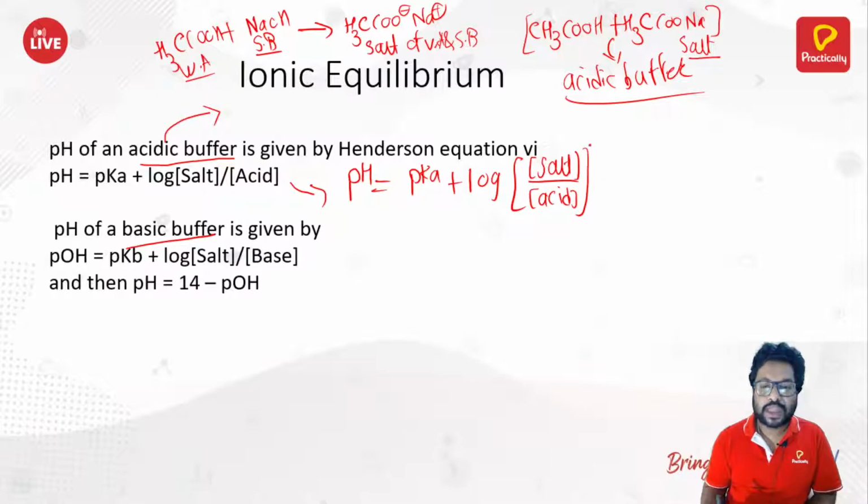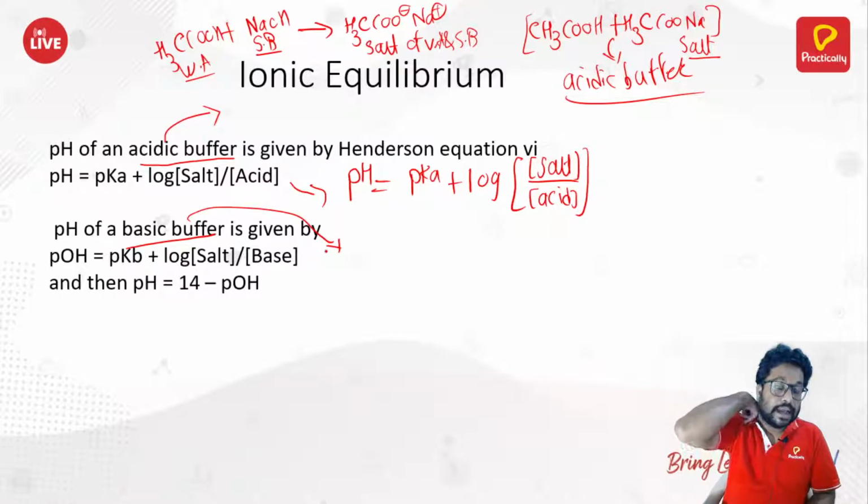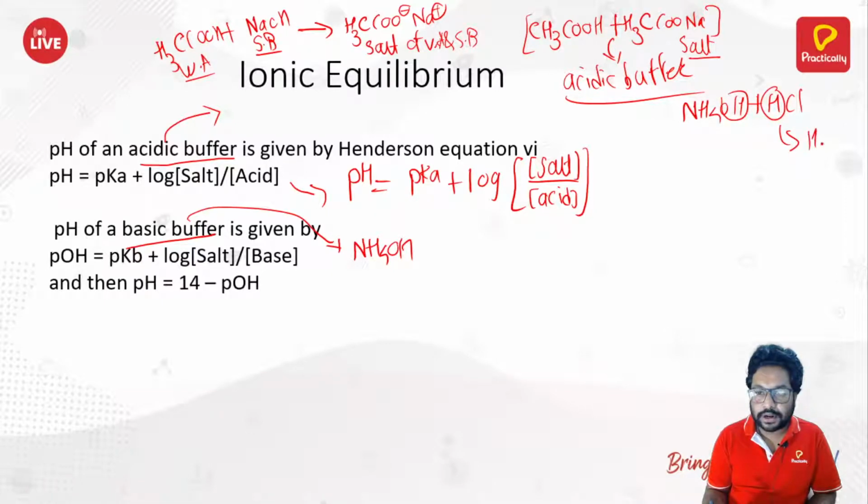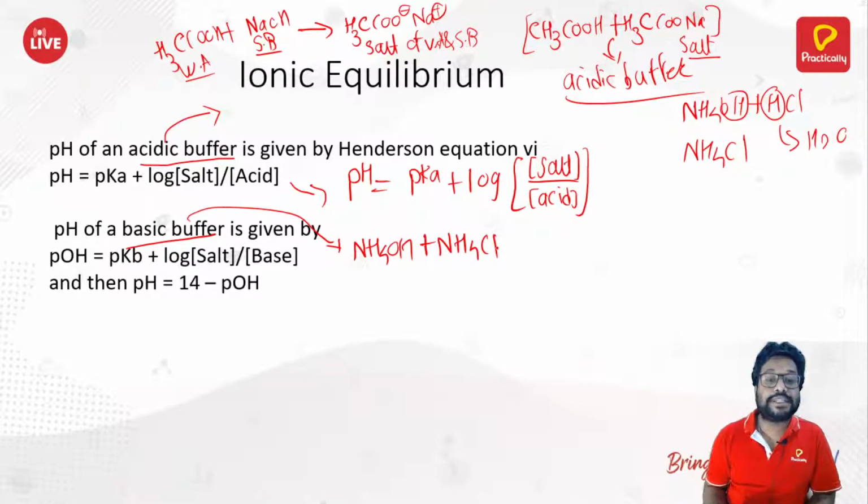Then the basic buffer. How do you find the basic buffer? It's an equimolar mixture of a weak base and its salt with a strong acid. The weak base is NH4OH. Now NH4OH is a weak base, and its salt with a strong acid, suppose I take HCl. So NH4OH plus HCl, this OH plus this H plus goes out in the form of water, and what we have is NH4Cl. So basically an equimolar mixture of NH4OH and NH4Cl. This mixture is called a basic buffer.